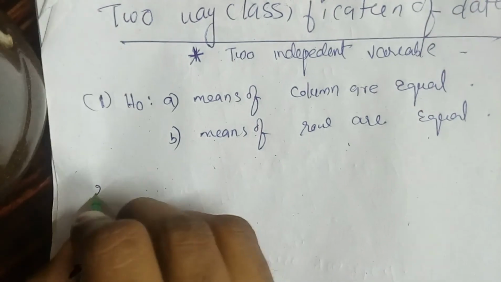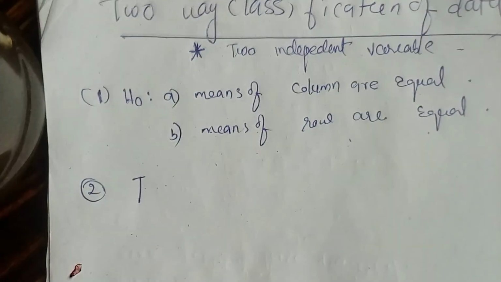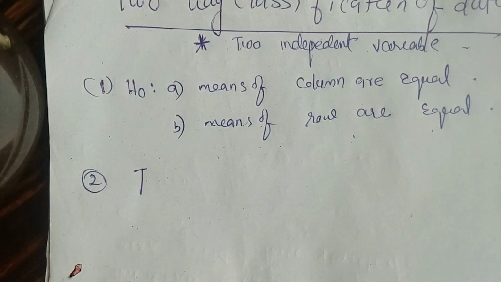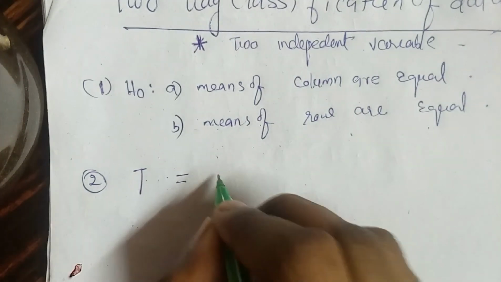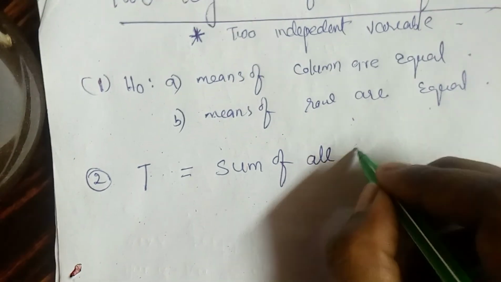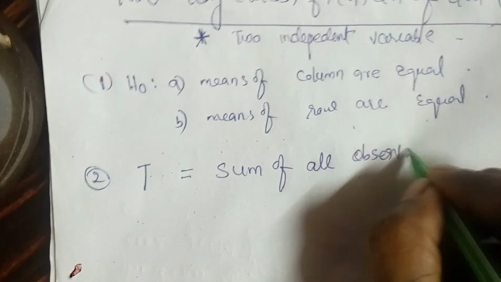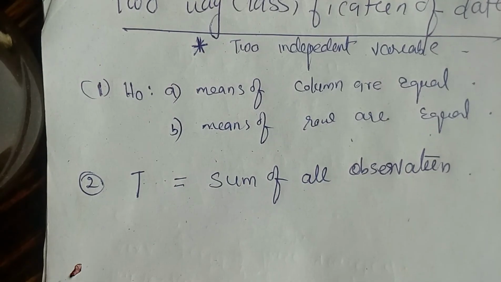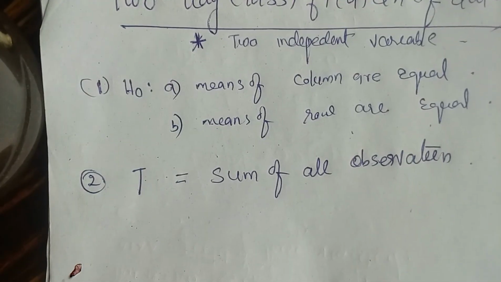Next is to compute the value of T. T is the sum of all observations, or all values in the given table. T is the sum of all observations.